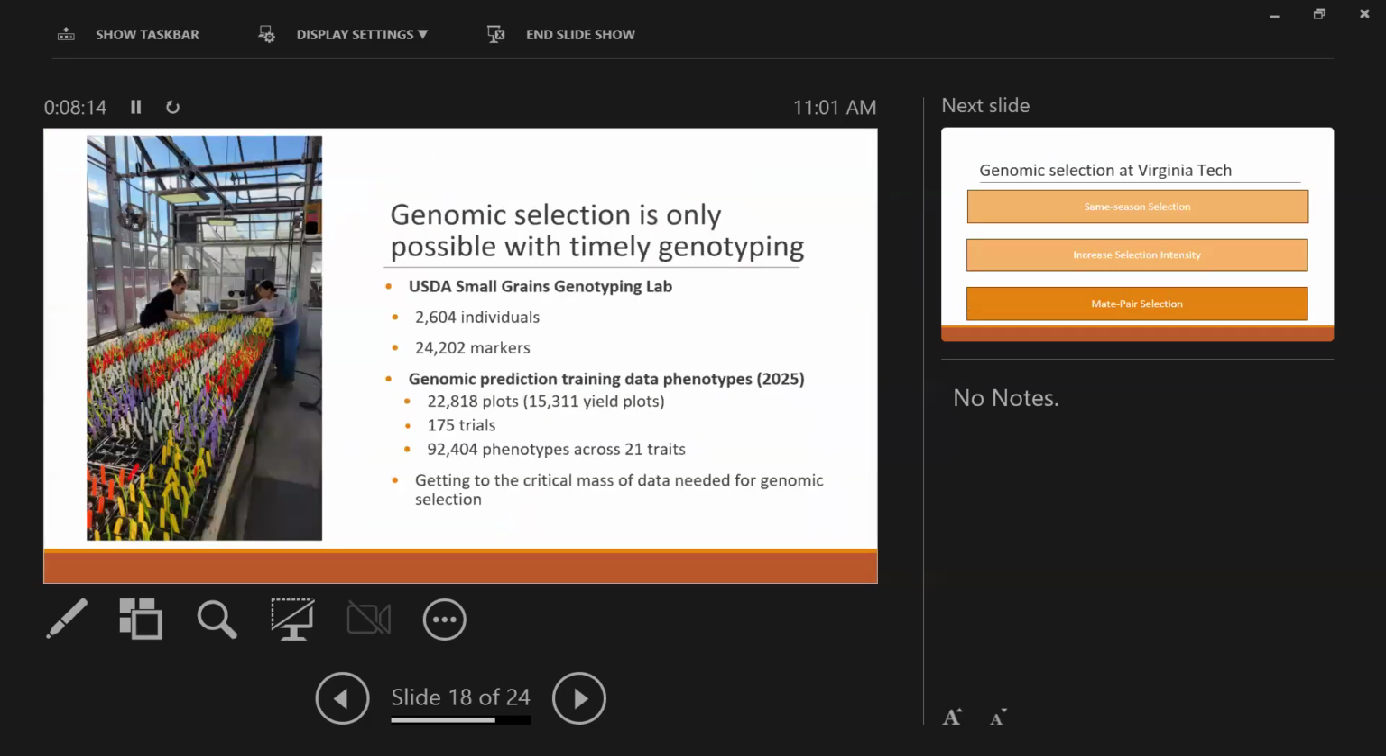So none of this would be possible without timely genotyping that we get with the USDA small grains genotyping labs. Right now, we have about 26 individuals that we're doing across 24,000 markers. And then our phenotype database is growing each year. And so we're getting close to the amount of data that we need for genomic selection to be even more reliable.